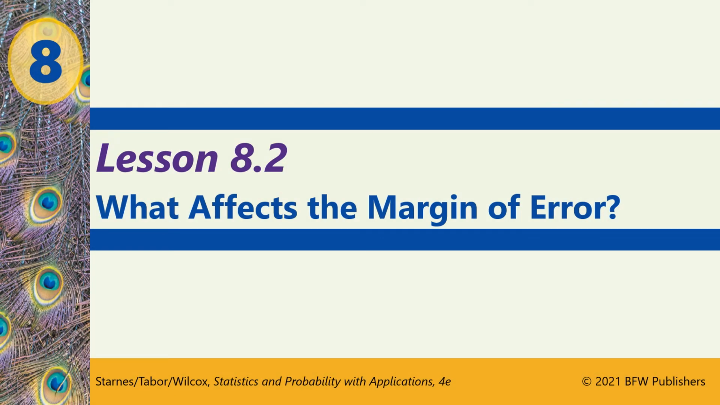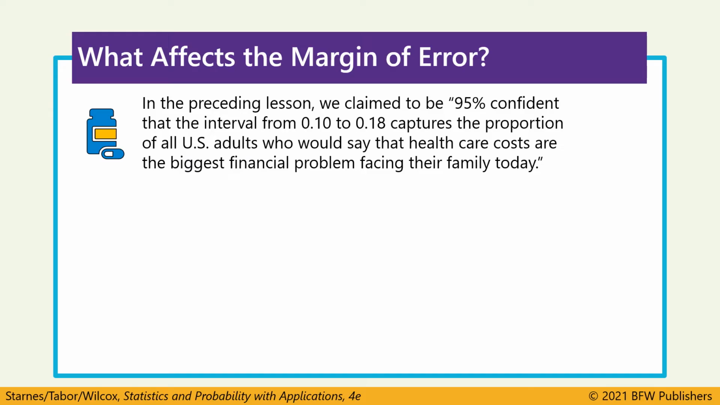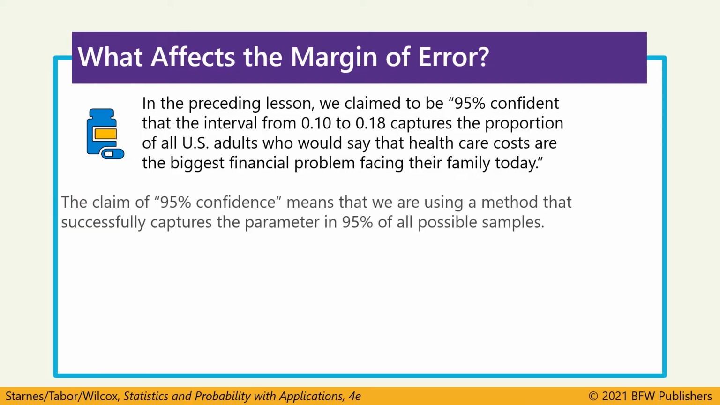Section 8.2, what affects the margin of error? In the last section, we covered an example where we were given a confidence interval and asked to interpret it, and we said that we were 95% confident that the interval from 10% to 18% captures the proportion of all US adults who would say healthcare costs are the biggest financial problem facing their family.